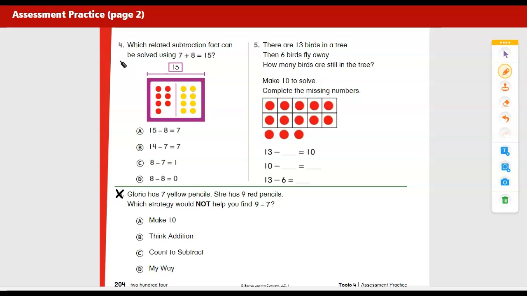Number 4 says, which related subtraction fact can be solved using 7 plus 8 equals 15? Now remember, a related fact is in the same fact family as your equation. So the related fact has to be in the same fact family as this equation here. So look through your answer choices and fill in the choice that is the related fact for 7 plus 8 equals 15.